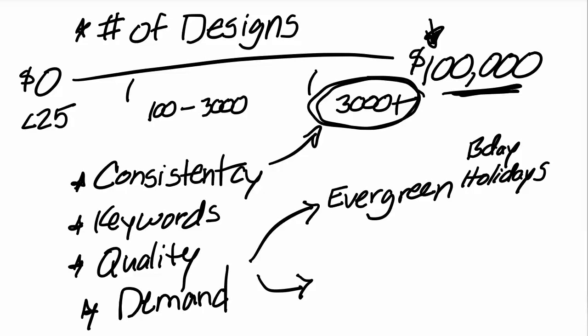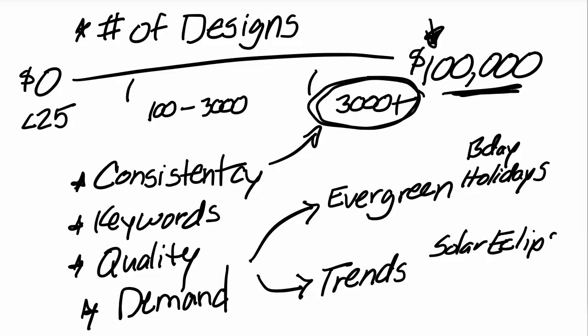The other type of demand is actual trends. And trends can be a number of different things. A few years ago, it was the solar eclipse. All right. So there was a solar eclipse that was going on throughout the US, and it was going right through the middle of the US. So a lot of those shirts, I think I made somewhere between $1,000 and $2,000 in just a month. So, you know, the solar eclipse thing lasted for a little while, and that was it.